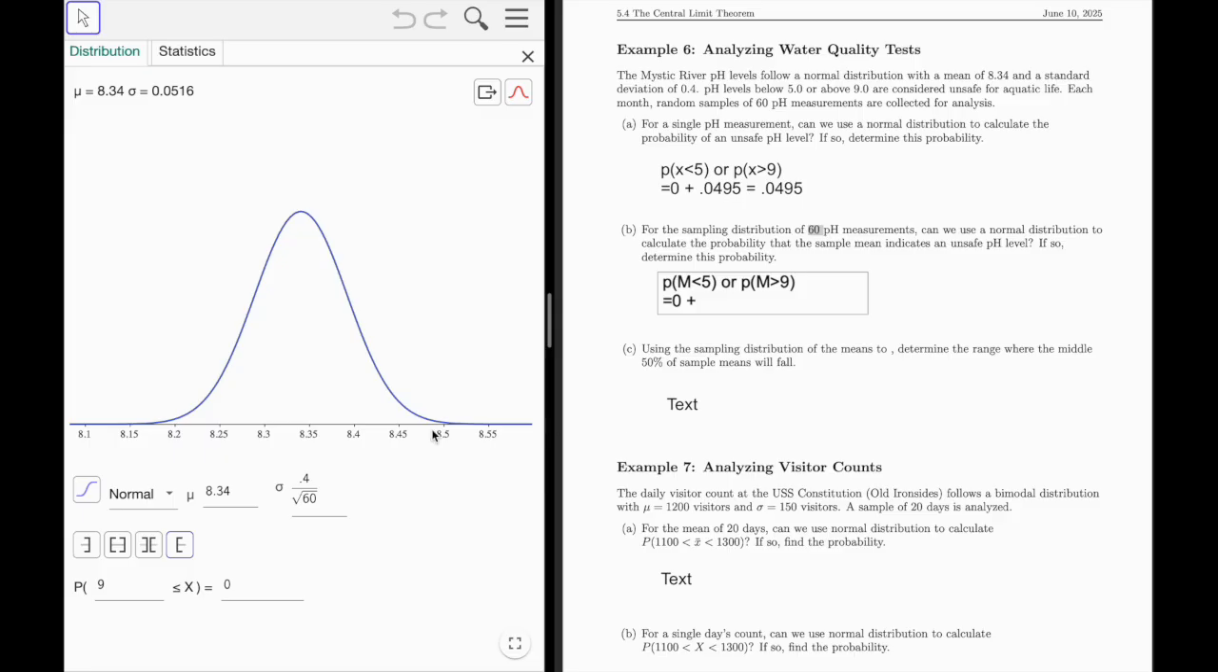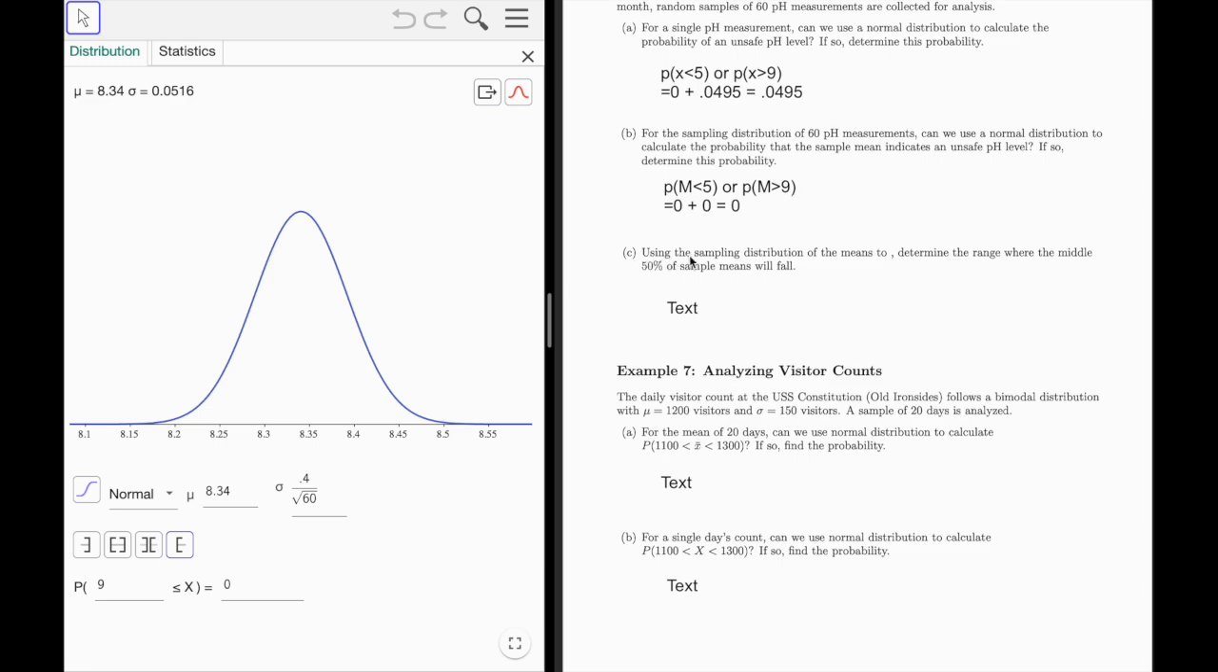So the area under the curve is super, super small, just like the area on the left past 5 is super small because it's way out there. When we round it, we get 0. So this is also going to be 0. So our final answer for part B is going to be 0.